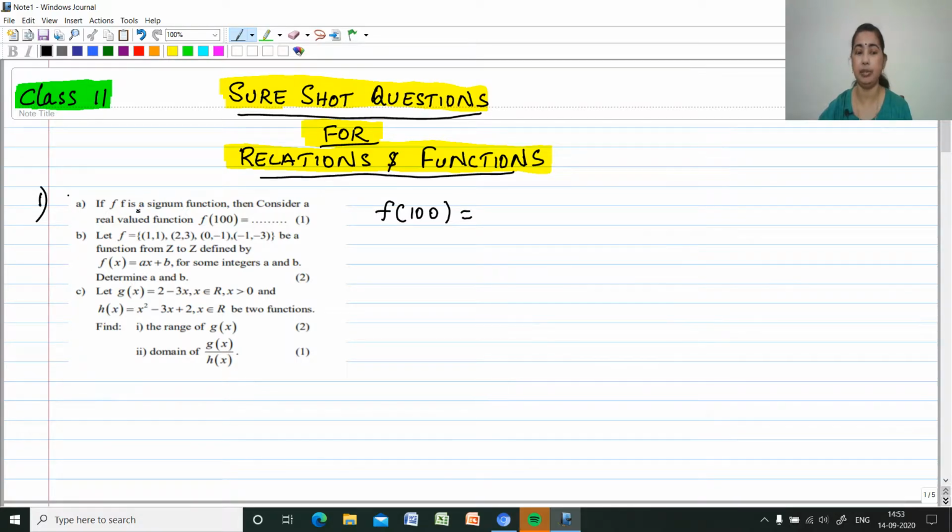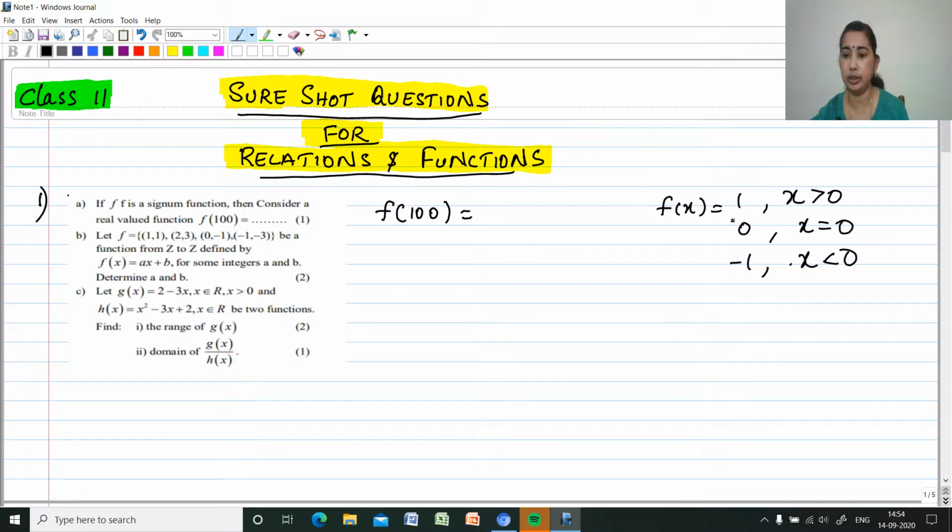It is given that the function f is a signum function. And what is the definition of a signum function? Signum function f of x is equal to 1 if x is greater than 0, equal to 0 if x equals 0, and equal to minus 1 when x is less than 0. This is the definition for the signum function. So our question is f of 100. f of 100 means it is greater than 0, so the answer will be 1. That is the first answer.